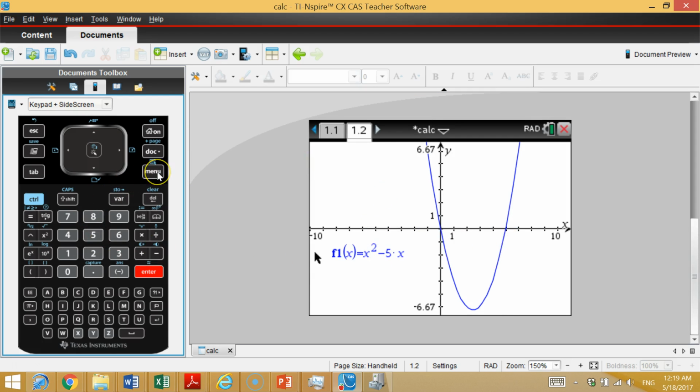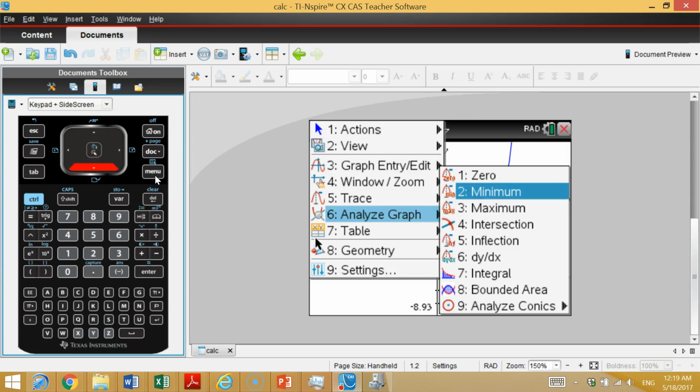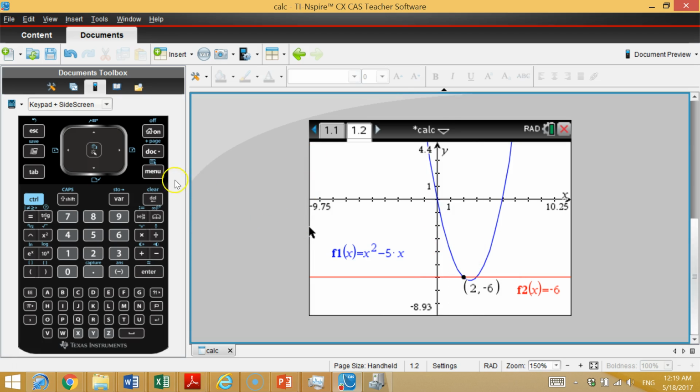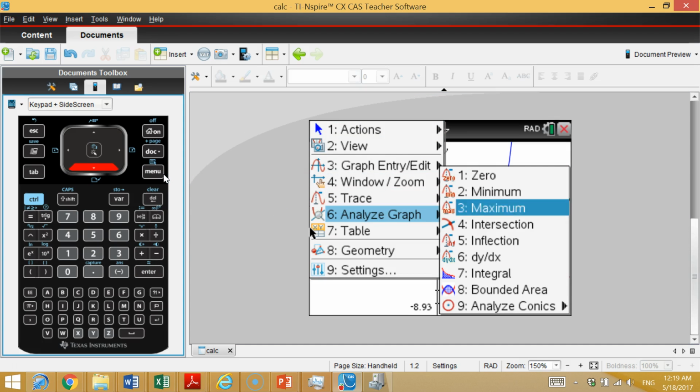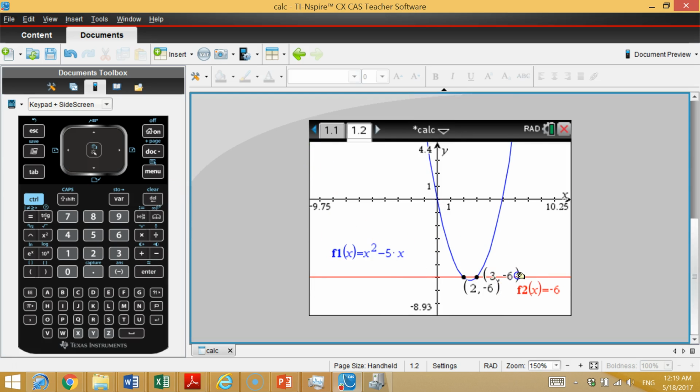And I'm also going to graph, what was it, -6. So I'm going to do tab, -6. So those two spots that it intersects should still be the same solution. So I'm going to go Menu, Analyze Graph, Intersection. There's 2. And there is 3. So different equations, but same solutions, because I just moved a piece over. Still the same thing though.